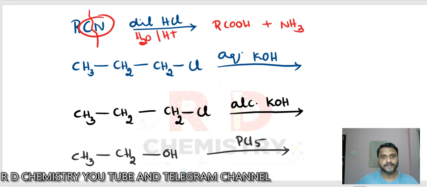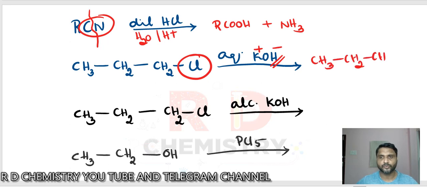Clear? Now here Cl is there, so aqueous KOH, K plus OH minus. So it is a nucleophilic OH minus. So remove that Cl, so it becomes CH3CH2CH2OH, alcohol.